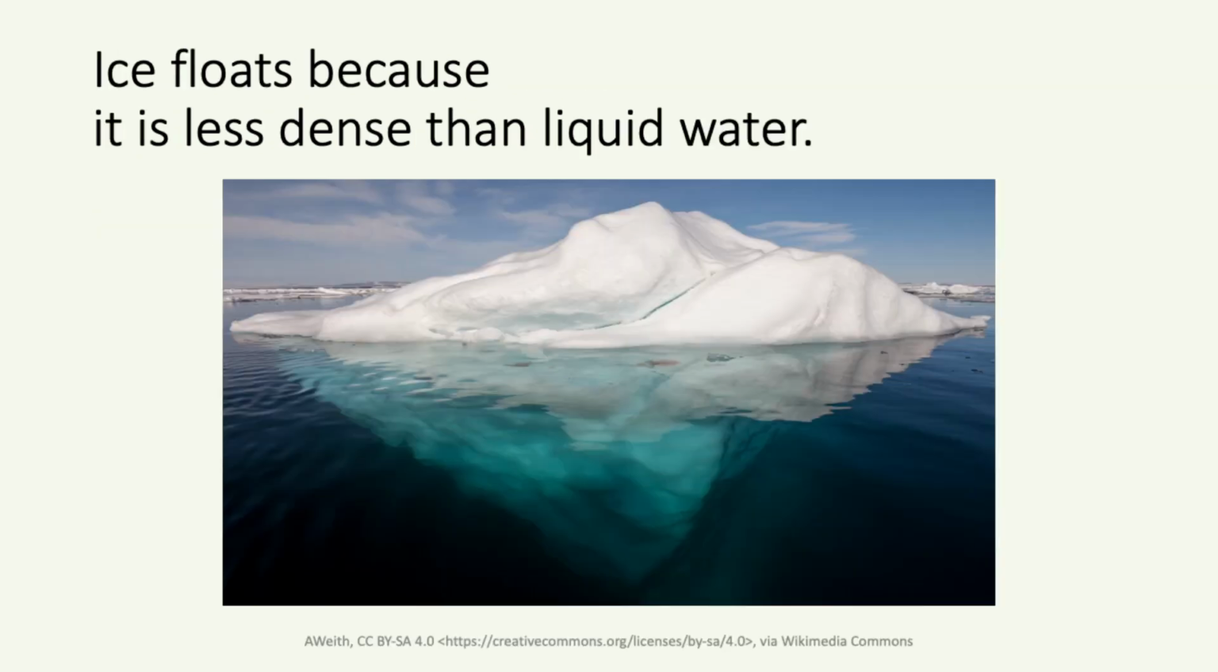Ice floats because it is less dense than liquid water. In liquid water, hydrogen bonds constantly break and reform. In ice, stable hydrogen bonds hold molecules apart. Floating ice protects lakes and oceans from freezing solid, which in turn protects aquatic life.